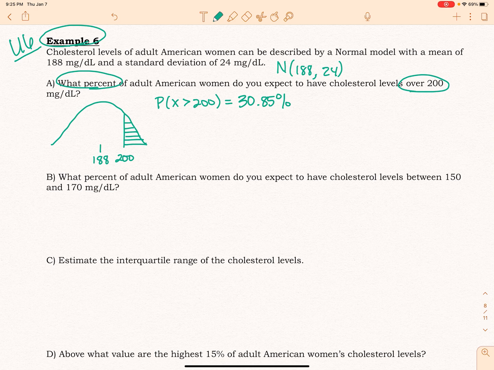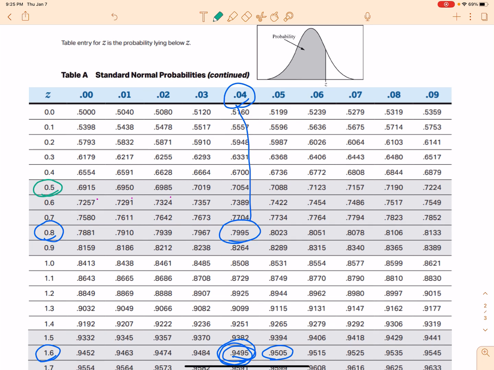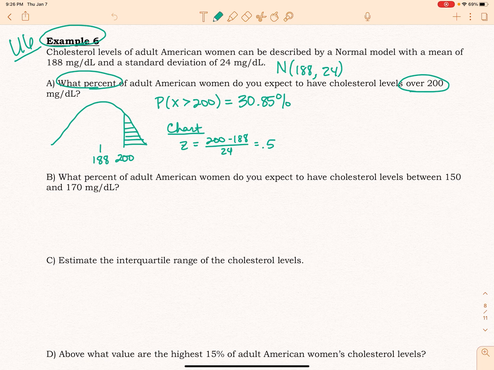If you use the chart, you've got to find a z-score first. Should it be positive or negative? Well, 200 is above 188, so it should be positive. Okay, so 0.5 is my z-score. So I'm going to go to my chart here. So I've got 0.5, and it's 0.500, so 0.6915 would be the area to the left of that value. But since I'm looking for area to the right of that value, I've got to subtract that from 1. So if you use your chart, you've got to subtract the 0.6915 from 1. And you get the same thing. It's magical.